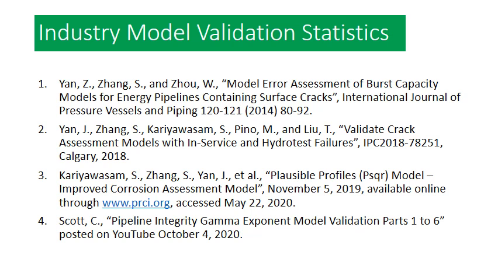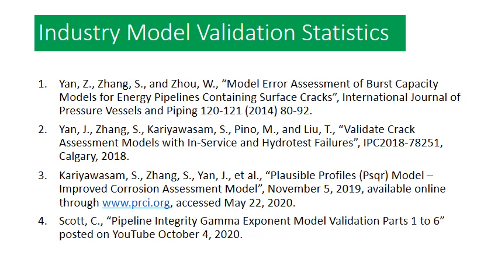Now I'm going to be using some industry model validation statistics. The numbers I'm going to give you are real, and you can actually go and find them to play this game by yourself. First of all, Yan et al., "Model error assessment of burst capacity models for energy pipelines containing surface cracks." That's a very interesting paper in the International Journal of Pressure Vessels and Piping, so I'll be reporting some API 579 data from that.